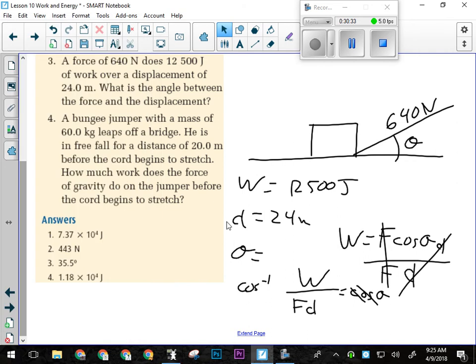All right, how many people are done number 4? Keep going on number 4. I'll give you a few more minutes on that one. Number 4 is more of a Science 10 work energy theorem question. The whole angle thing that we've just been working on for the last 3 questions basically makes no difference on this one.